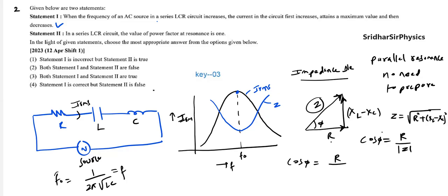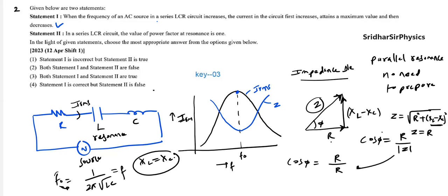Then at resonance, what happens? At resonance, जब resonance हो रहा है सर्किट में, XL will become equal to XC. इसी फॉर्मूला से this equation got derived. Agreed? So then at resonance, the value of Z कितना होगा? R, because XL minus XC will become 0. So Z equal to R, substitute here. Then how much power factor? Power factor equal to 1.